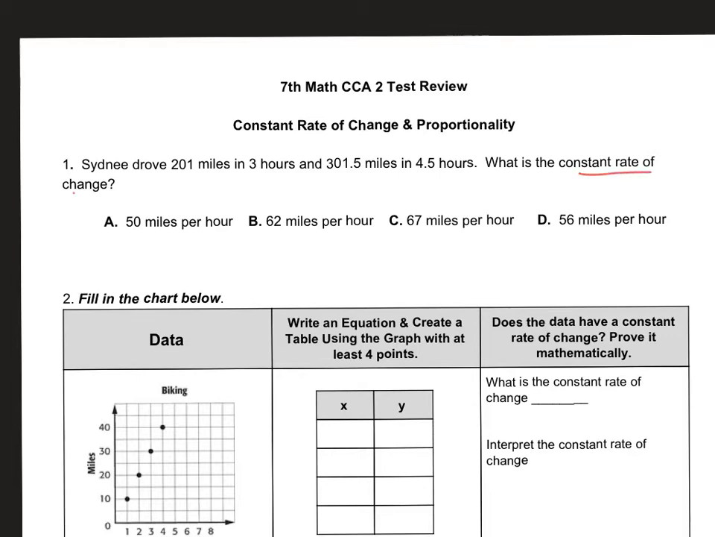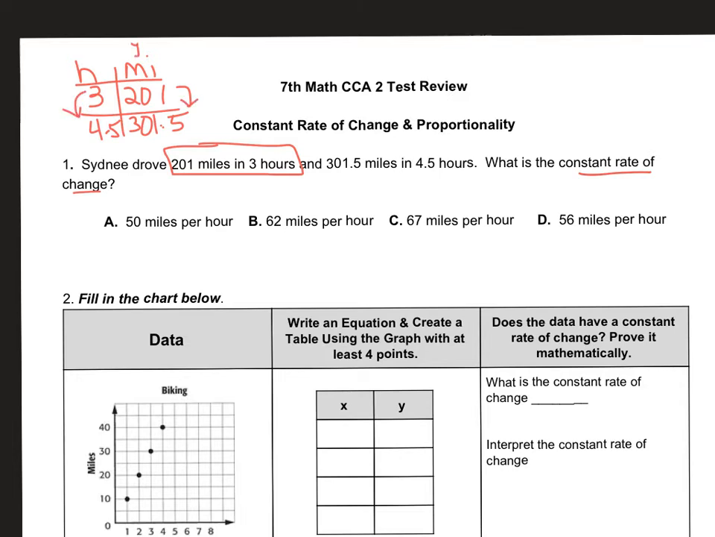There are multiple ways that we could find this. I know you've learned that in your classroom. We're comparing our miles, so we have our hours and our miles. In 3 hours, she drove 201 miles, and in 4.5 hours, she drove 301.5 miles. So we can find our constant rate of change by looking at that increase in our miles over that increase in our hours, or our change in y over our change in x, and find our unit rate that way.